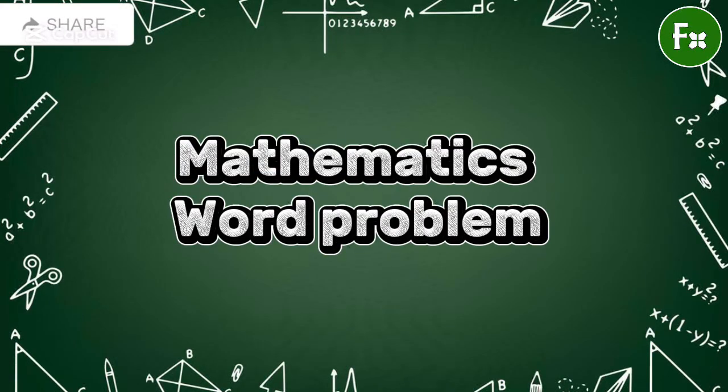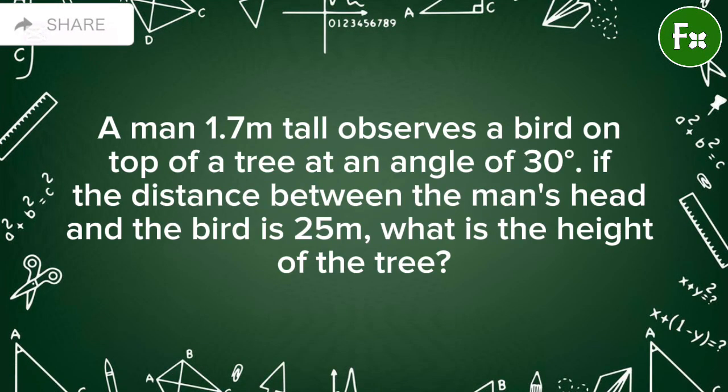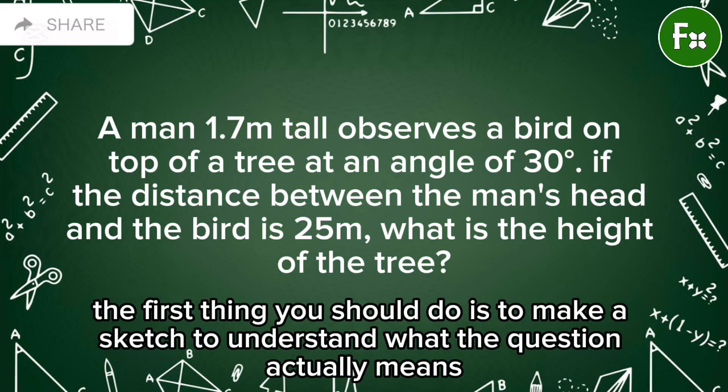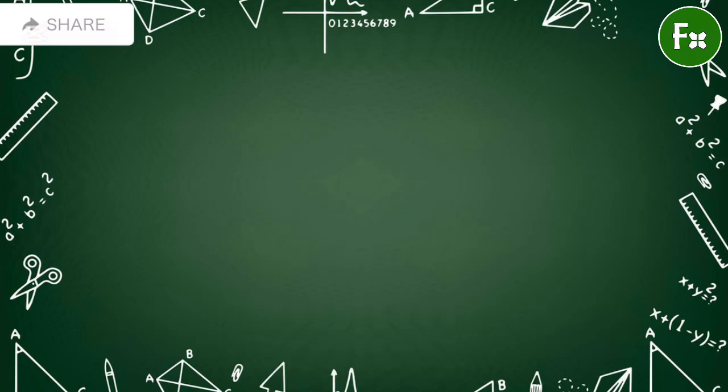Mathematics. Word problem. A man 1.7 meters tall observes a bird on top of a tree at an angle of 30°. If the distance between the man's head and the bird is 25 meters, what is the height of the tree? If you are given a question like this, the first thing you should do is to make a sketch to understand what the question actually means.